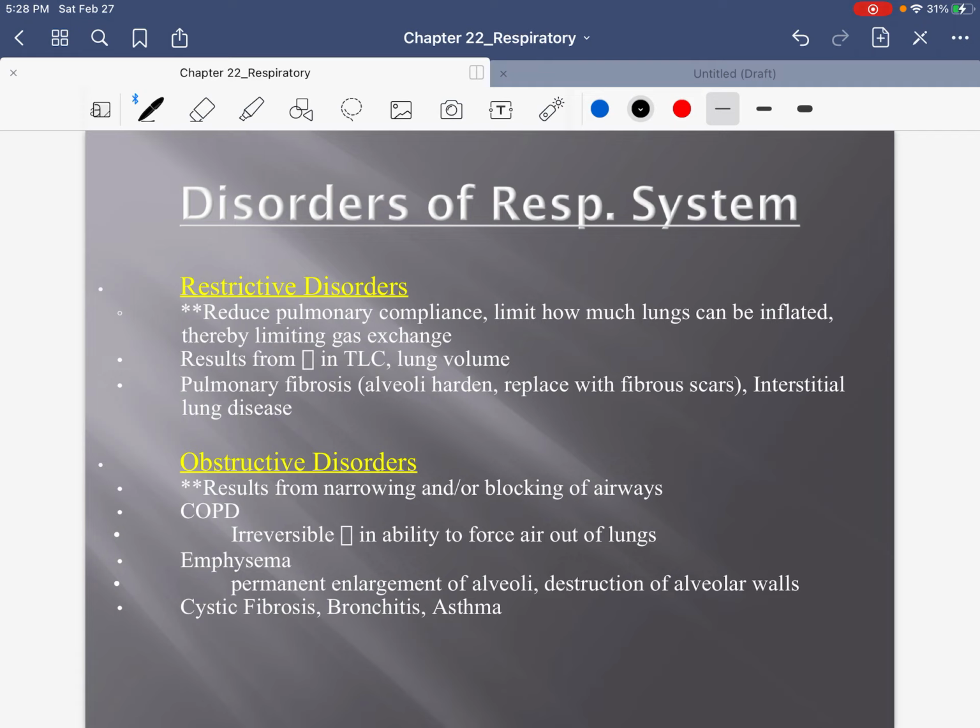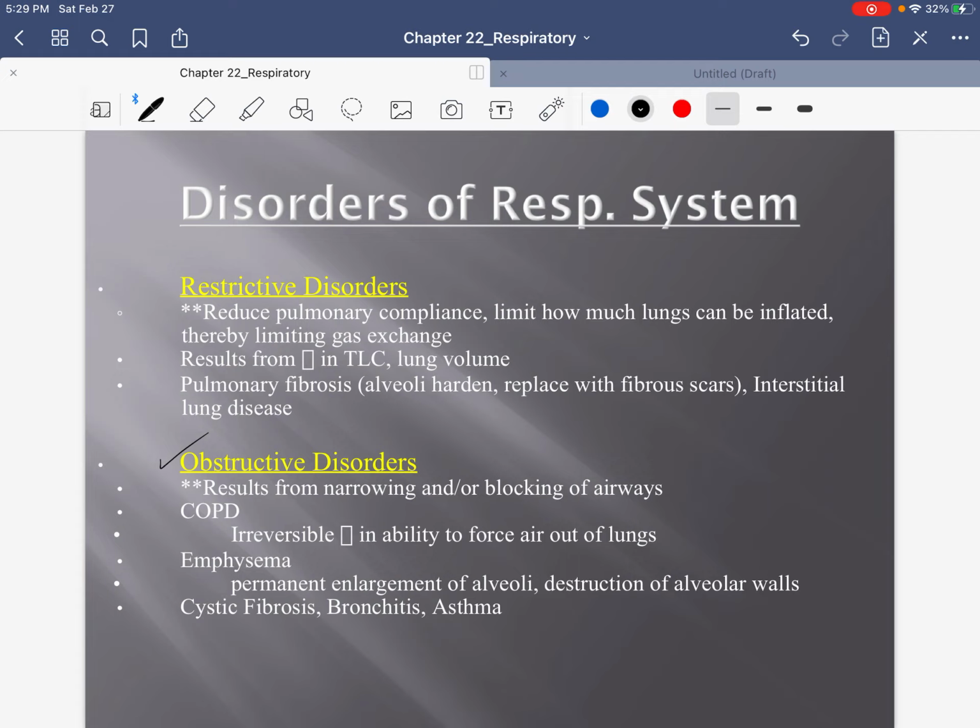Well, we can actually be a little simple about it. Almost all respiratory problems can be categorized as either restrictive or obstructive. Let's start with obstructive. And the name gives it away. An obstructive respiratory disorder is one where the airways are obstructed.